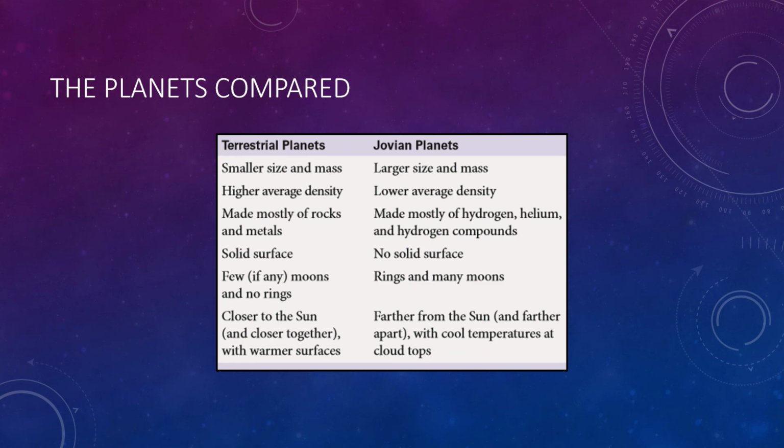And so this table is, again, another one of those references. It summarizes the general properties comparing the two types of planets. So terrestrial planets are, by general terms, smaller and less massive. They have a higher density because they're made mostly of rocks and metals instead of hydrogen and helium gases. They have solid surfaces, few if any moons and no rings, and they lie close together and close to the Sun. So this is, again, another good reference if you need it.